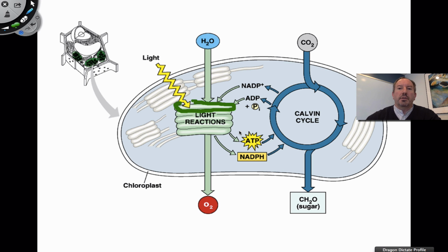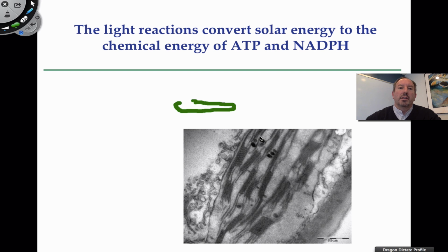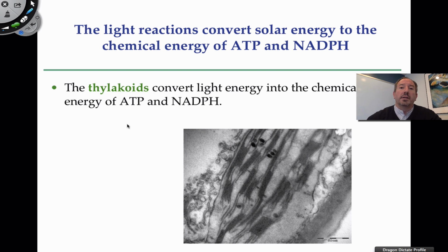All right, so there you have it. It's a two-part process. The light reaction is going to convert solar energy to the chemical energy of ATP and NADPH. And that's happening right in these little structures here called thylakoids. They're really thin, and they're stacked up like that. The sunlight is going to get picked up by the chlorophyll in the thylakoid membrane. So it's all about the thylakoid. This video is all about the thylakoid.